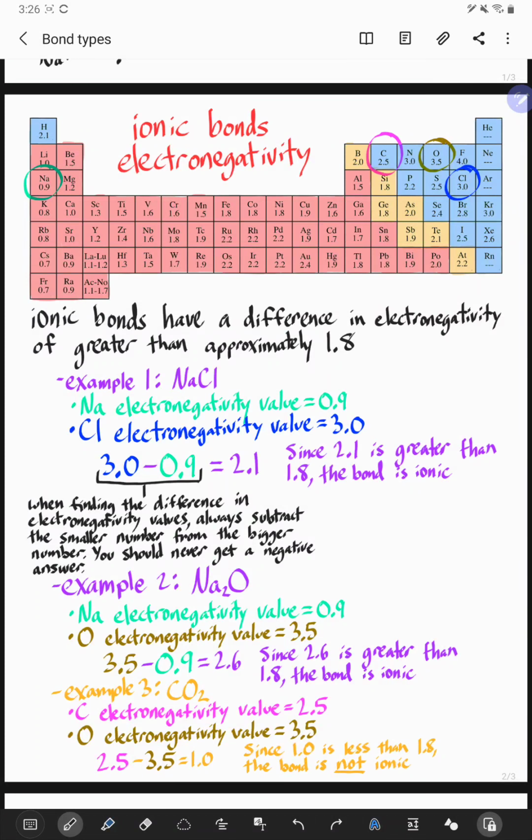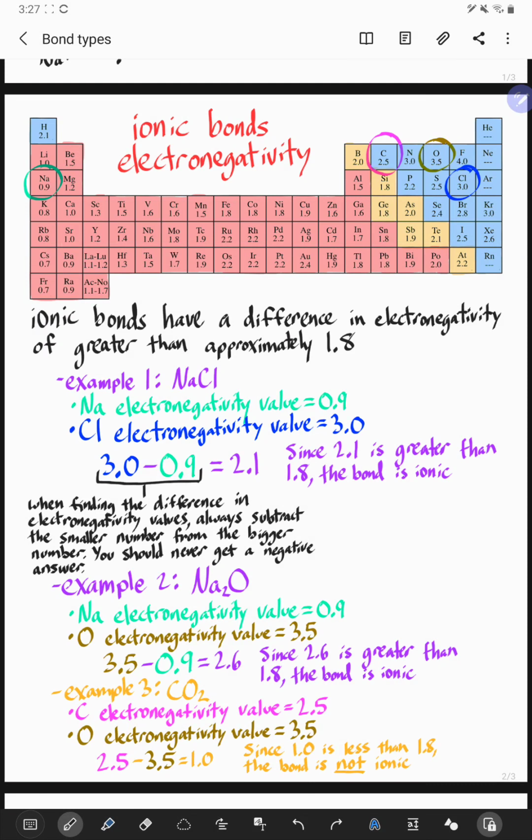And feel free to use, I'm gonna let you use electronegativity tables on pretty much all future tests and quizzes going forward. So electronegativity, again, the trend is up, goes up and to the right. It stops at the noble gases. What exactly it is is covered in a different video.